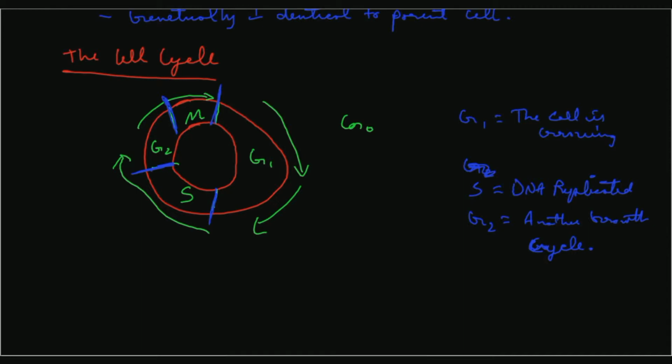So the M phase is actually where all of the stuff actually happens. So the M phase is like the mitosis phase. It's where actually all of the phases, the technical phases of mitosis happen.